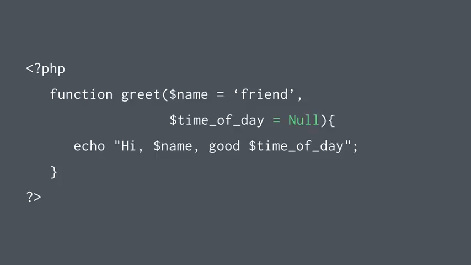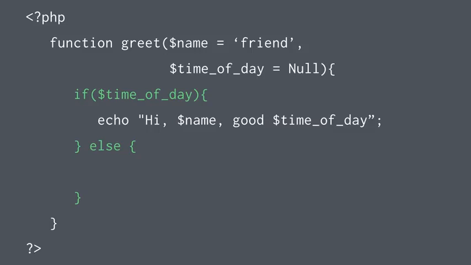This way, we have to check inside the function if time of day is set. So we'll check if time of day, and then we'll surround our previous statement with an if and an else. Now, if time of day is equal something other than null, it'll say hi, name, and then good time of day. But we need to provide an else as well. So what we'll do is just say echo hello, comma, name. Then close that statement with a semicolon.